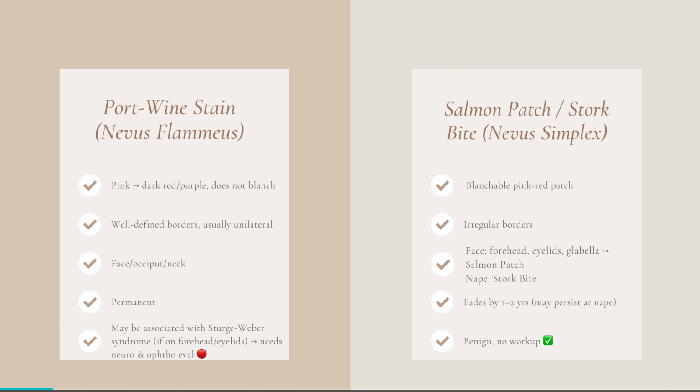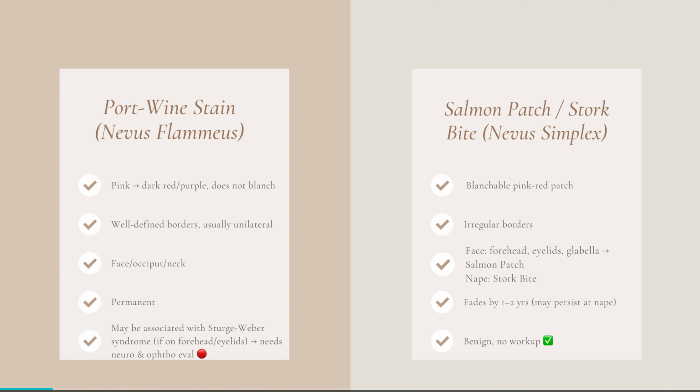So with the port wine stain, think flames. When the chefs are cooking in the kitchen, they use wine to make these big flames, and then wine stains are permanent. The port wine stain starts out pink, and then it gets darker red and goes into purple, and it does not blanch. It has well-defined borders, and they're usually unilateral. A port wine stain can be found on the face, occiput, and neck. It's permanent, and it may be associated with Sturge-Weber syndrome if located on the forehead or eyelids. And consult neuro and ophthalmology.